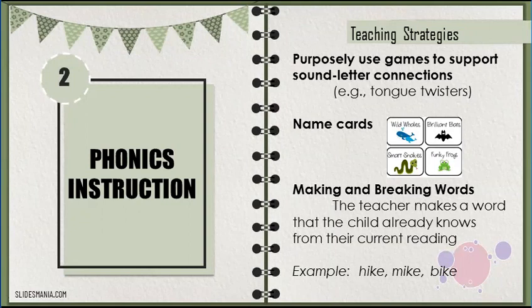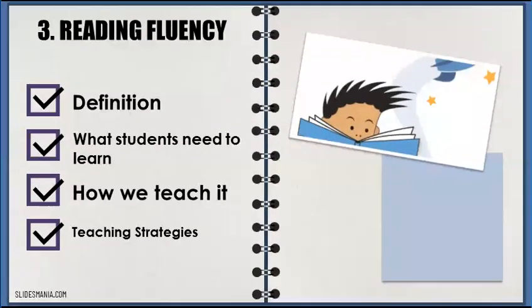We can purposely use games to support sound-letter connections like tongue twisters, and also name cards. We can show a card with name and picture on it and let the students read. Next is the making and breaking words. The teacher makes a word that the child already knows from their current reading. For example, the child is shown how to generate more words by changing the initial letter, for example, hike, mic, and bike.